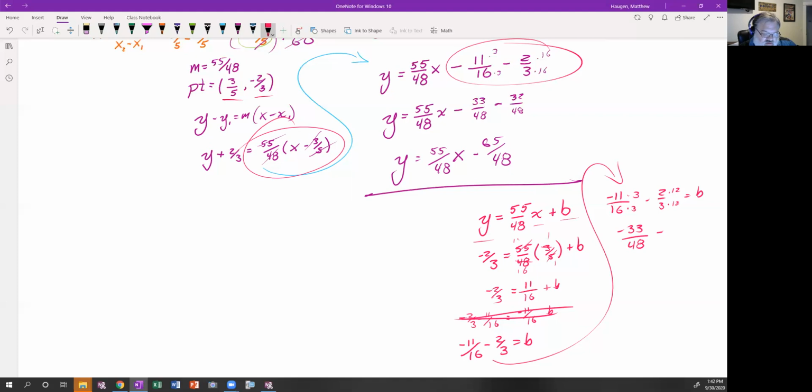Minus, only multiplying by 12. Sorry, multiply by 16. 32/48. So b is equal to what? Negative, that's the same 65/48. So it's the same calculations.